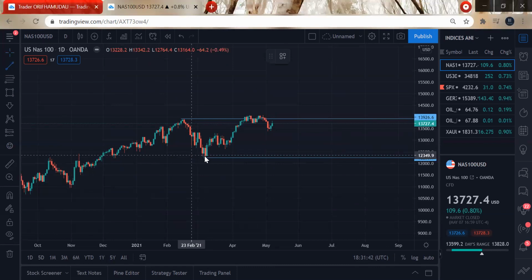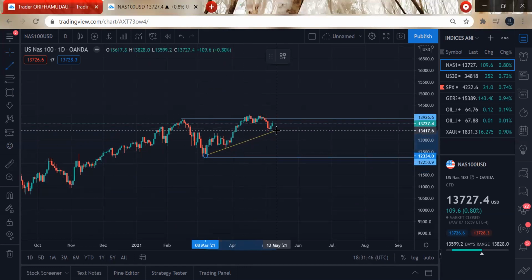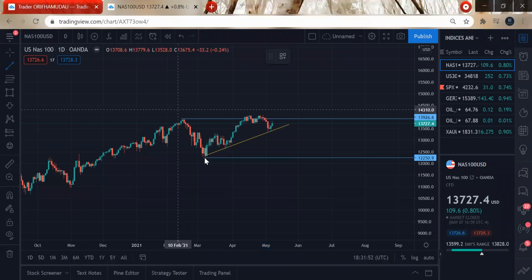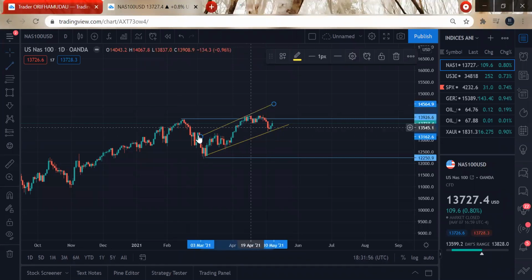So from here, I'm going to check how is the market moving towards the upside. So I'm going to connect my points. There we go. We have a bullish trend. Already we can see the impulse. The market is going up correctively. Okay.